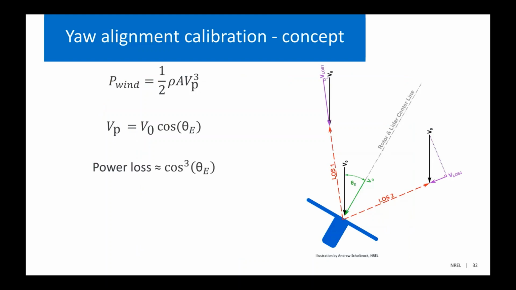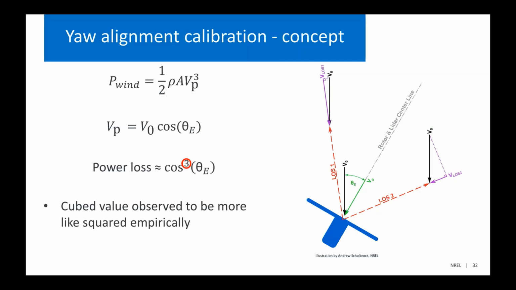So here are some equations that show the amount of power loss that can happen from a turbine that's misaligned. The top equation is the power that's available in the wind, which is dependent on the air density, the area of the wind turbine, and then the velocity of the wind speed that is going perpendicular into the rotor. The perpendicular velocity is then dependent on the wind speed in the atmosphere and the cosine of the yaw error. So the power loss is approximately the cosine cubed of the yaw error.